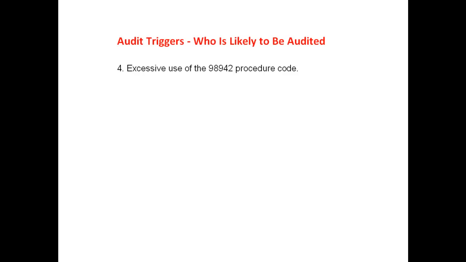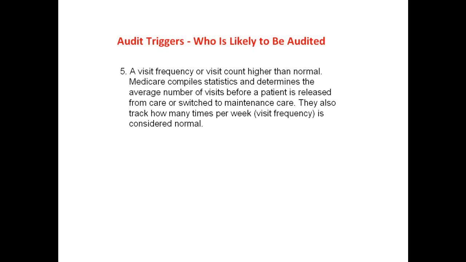A fourth trigger is excessive use of the 98942 procedure code. This procedure code indicates that you adjusted 5 regions of the spine. It is much more common for offices to use 98940 to indicate that you adjusted 1 or 2 regions of the spine, or 98941 to indicate that you adjusted 3 or 4 regions of the spine. Another audit trigger would be a visit count that is higher than normal. Because Medicare compiles statistics from every office in the country, they can match your office against statistical norms. If your visit count is higher than normal, an audit can be triggered.